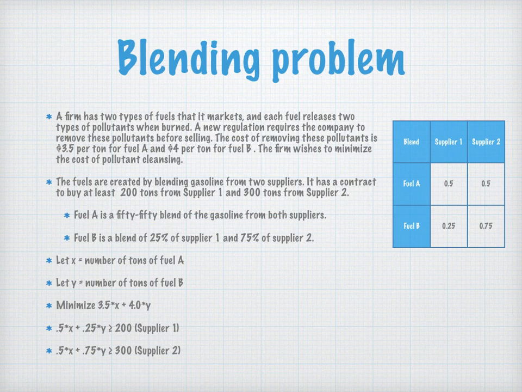Furthermore, fuel A is a blend of 50% of fuel from supplier 1 and 50% of fuel from supplier 2, and fuel B is 75% of the fuel from each of these suppliers, respectively. We can now specify the linear programming problem. We have two unknowns, the number of tonnes of fuel A to produce and the number of tonnes of fuel B to produce. We want to minimize the cost of removing the pollutants, and we have two constraints. We must buy at least 200 tonnes from supplier 1 and 300 tonnes from supplier 2.